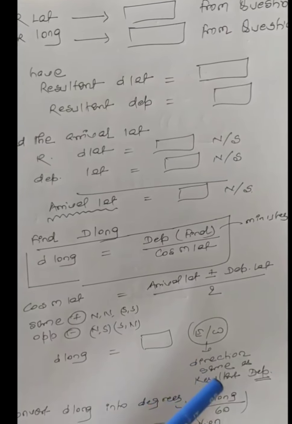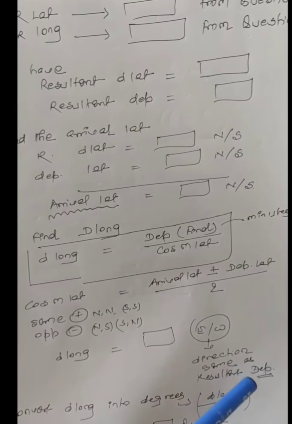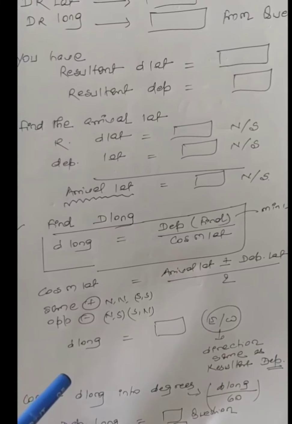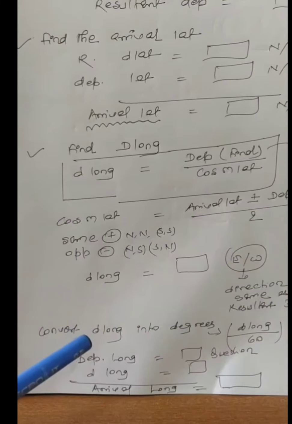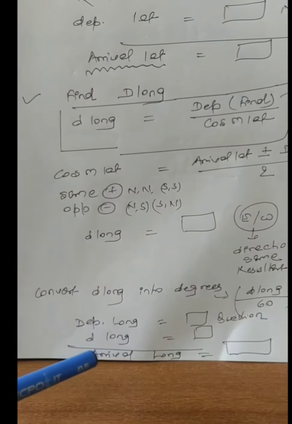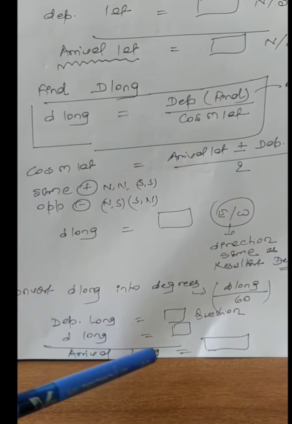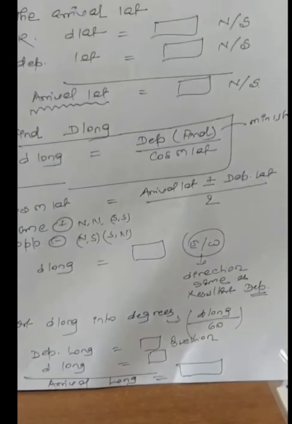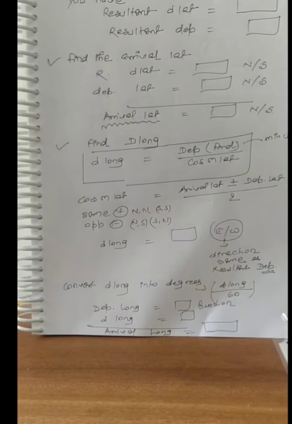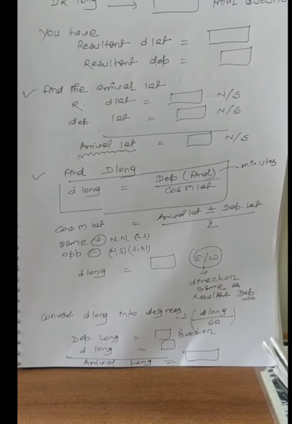East or west depends on the resultant departure that we have calculated in the first part. So you have now d long also. Now you have departure longitude, which is given in the question, and d long we have found out by the formula departure upon cos m lat. So we will get this arrival longitude. So you now have arrival latitude and arrival longitude with you.